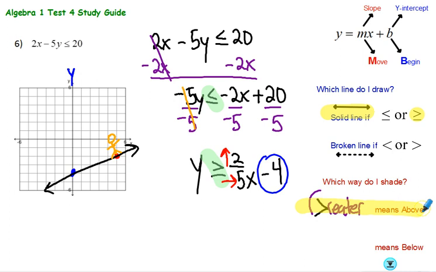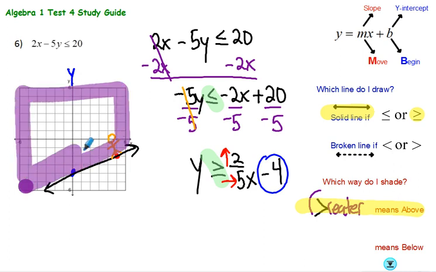Well, above, where would above be? Well, let's look at hiker. It wouldn't be down here because that's below his feet. So it's going to be everything above where he is. So it actually would be this whole chunk of the graph. It'd be this whole area here. Everything above. All right, so that was number 6 in the middle.